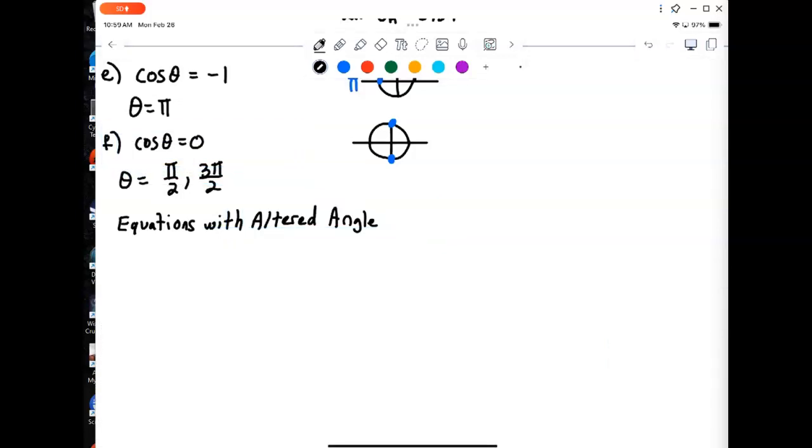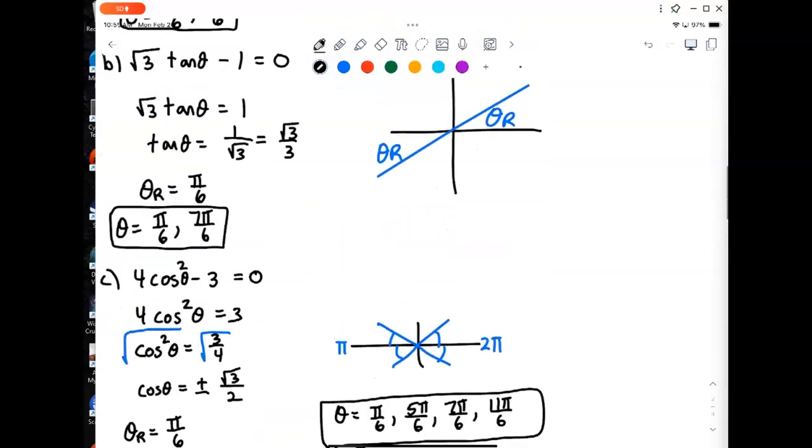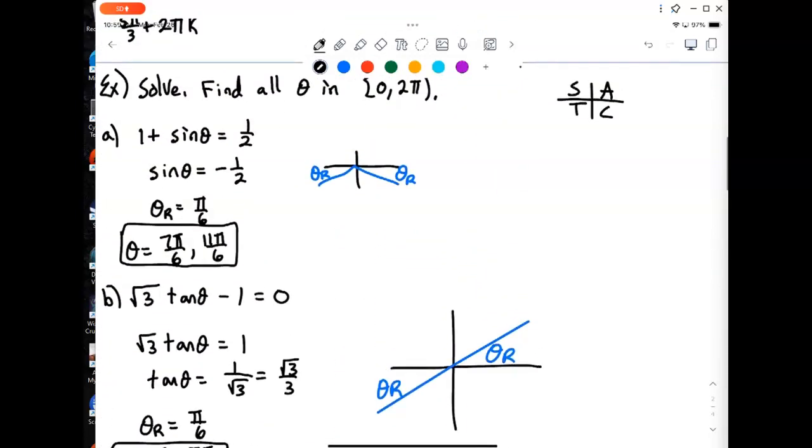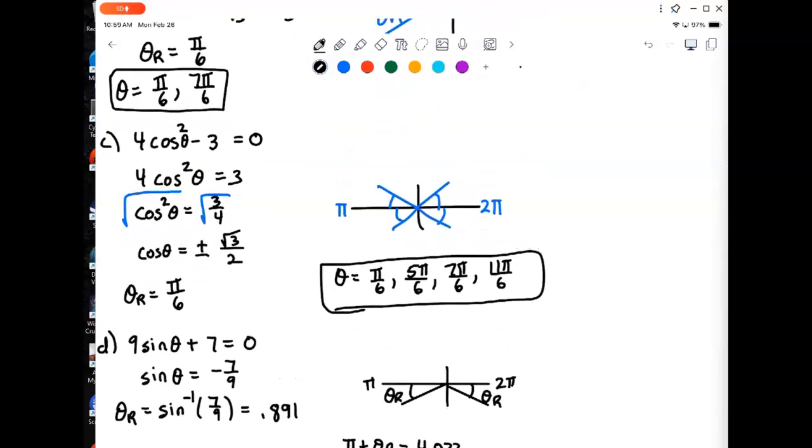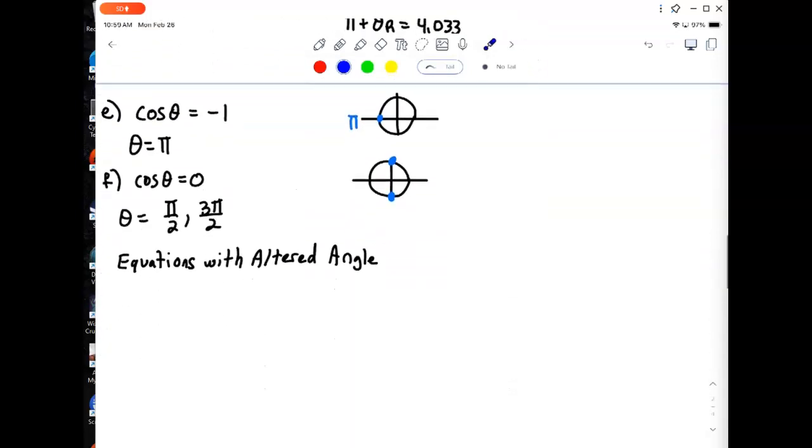Now we've had some other stuff done to our equations. We've had numbers times the trig function, added or subtracted to it. We even had a trig function squared. But in all of our examples so far, it's always just been an angle theta. So when we talk about altered angles, we're talking about the circumstance where this angle is something other than just the single variable.